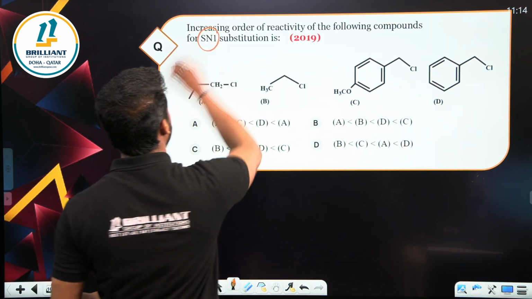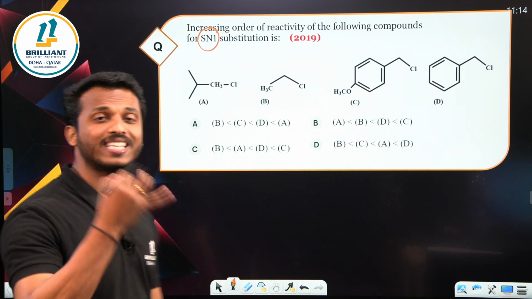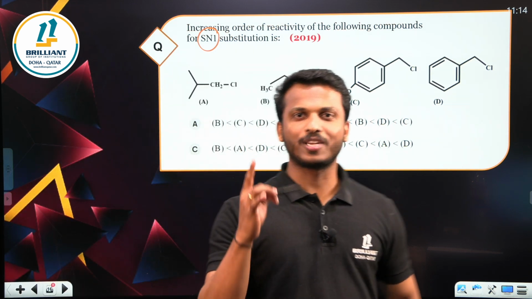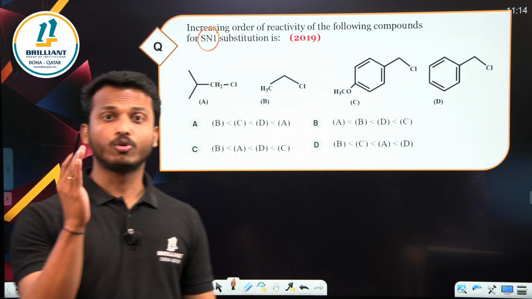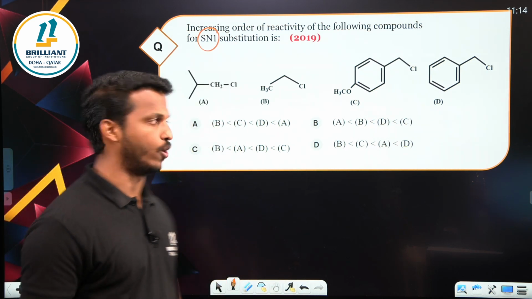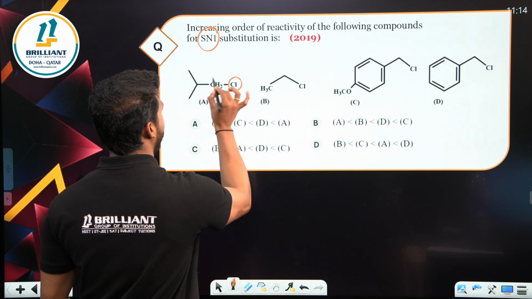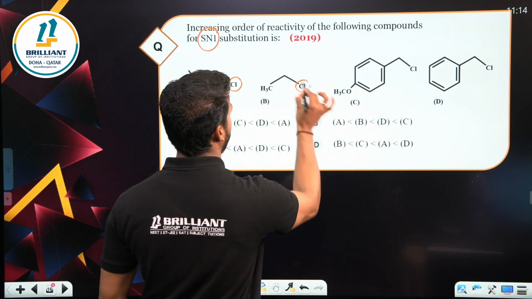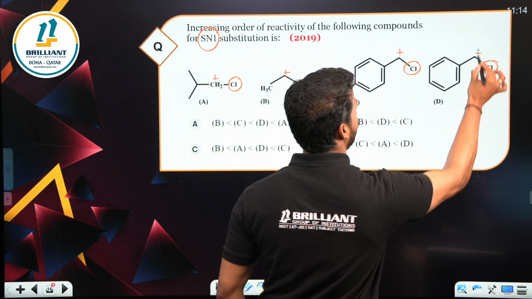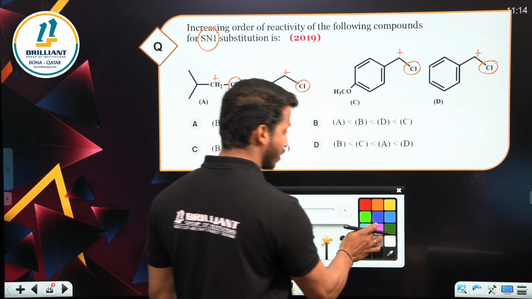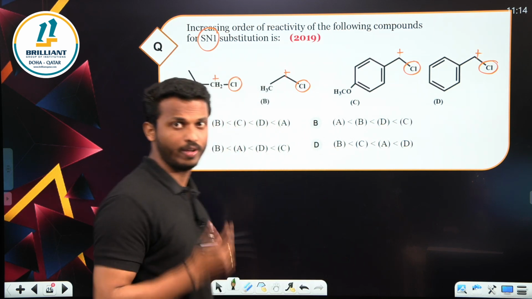Dear all, they're asking which will undergo SN1 faster. You know what the steps in the SN1 mechanism are? First, you remove the halogen and make the carbocation. What is the halogen here? Remove the halogen, make the carbocation, and check what type of carbocation it is and which is more stable. Very simple.